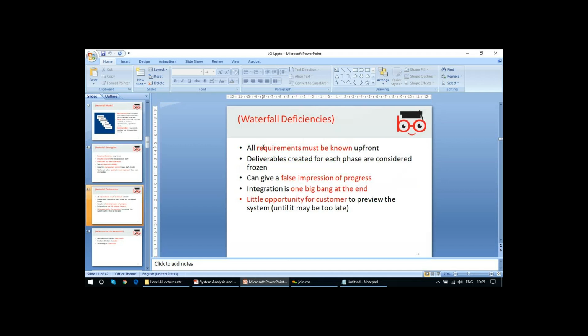Now some deficiencies. With the waterfall model you carry on these steps one by one, but it has a deficiency that all requirements must be known upfront. Basically, as the name implies, waterfall. Can you imagine when you pour water down a stair? Do you think the water will come up?